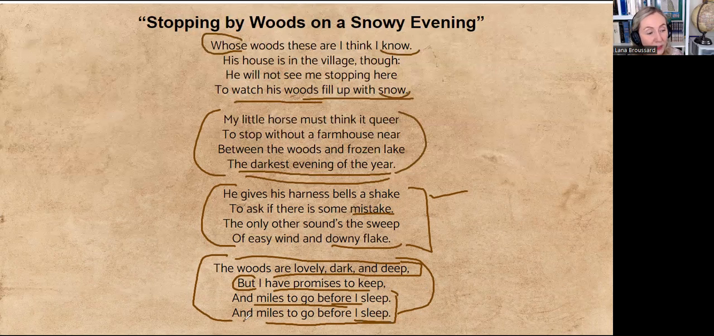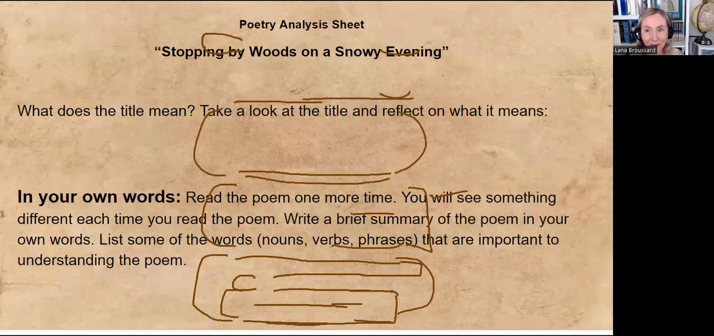So really consider that because the poet wanted to say that twice. How do you think he feels the emotions? Or, excuse me, the narrator wanted to say that twice. And miles to go before I sleep. Mhm. All right. So think about that. Look at your worksheet now.